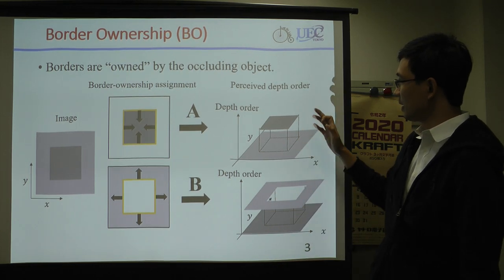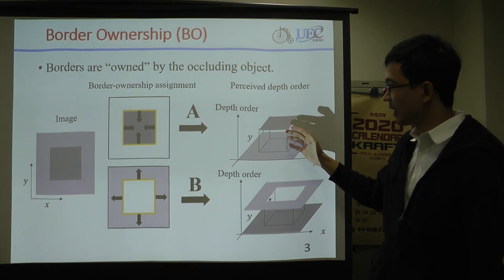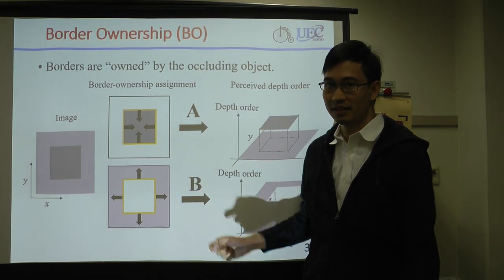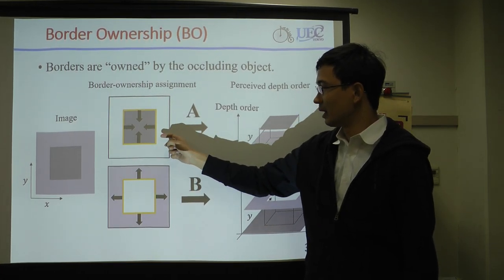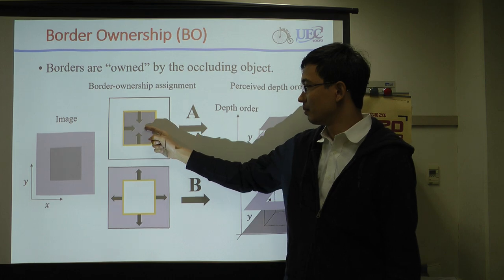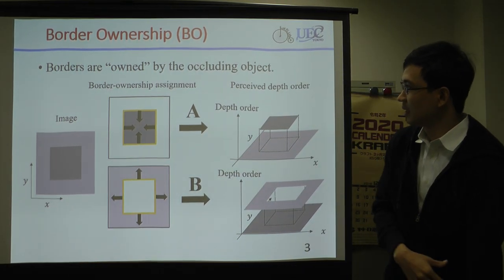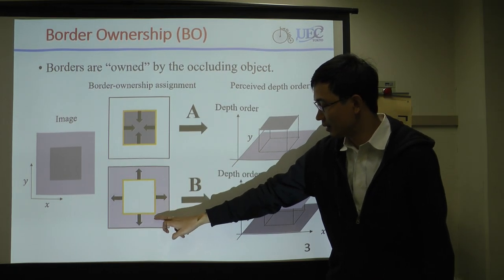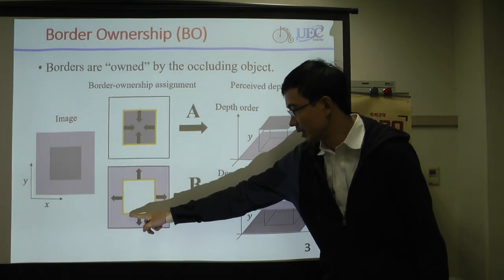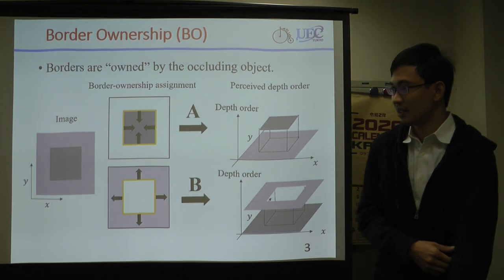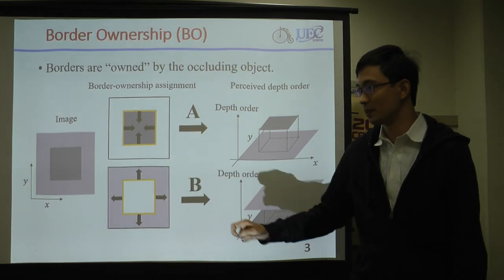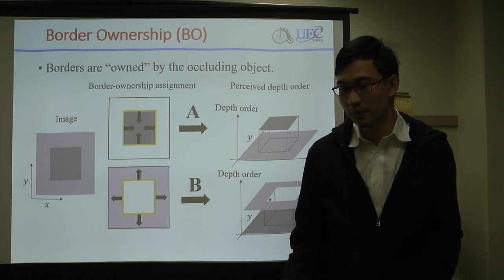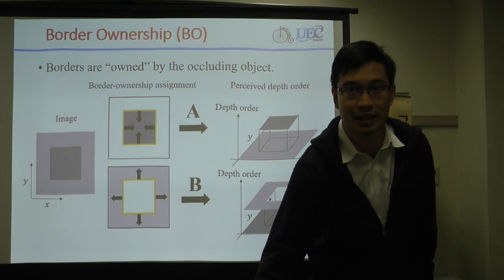So in the case of the dark gray square, the border here in yellow is owned by the dark gray square, and we can show this by drawing arrows towards the occluding object. And similarly, when the light gray window is perceived, this yellow border is owned by the window. In this case, the arrows point outwards. Now, does the brain actually carry out border ownership assignment, border ownership calculation?